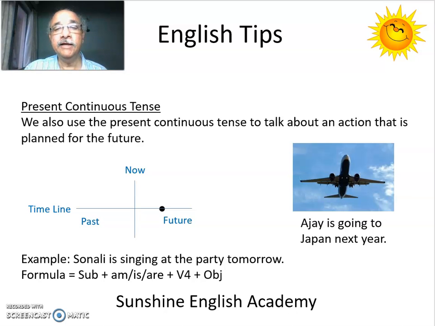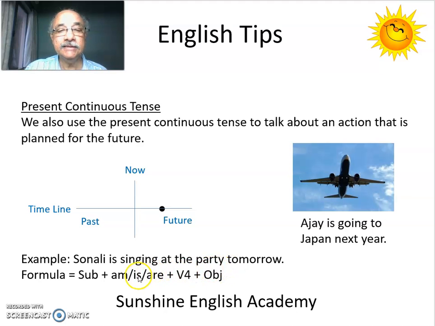So let's look at the diagram. We are talking about an action that is going to happen at a point in time in future. Let's look at another example. Sonali is singing at the party tomorrow. Here again, there is something planned or scheduled to happen in future, that is, tomorrow.